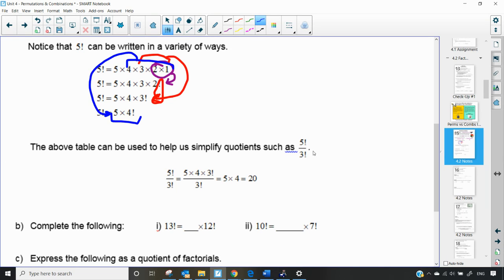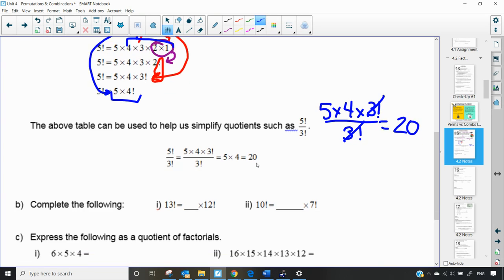So up there we have an example of how we can write 5 factorial in different ways. We can use that concept to simplify 5 factorial over 3 factorial. So if I want to simplify 5 factorial over 3 factorial, I'm always going to start by looking at my bigger number. Well, 5 is bigger than 3, so I'm going to write 5 factorial by reducing it until I get to a 3 factorial. So 5 times 4 times 3 factorial. And the 3 factorials on the bottom, those can be cancelled, and I'm left with 20.